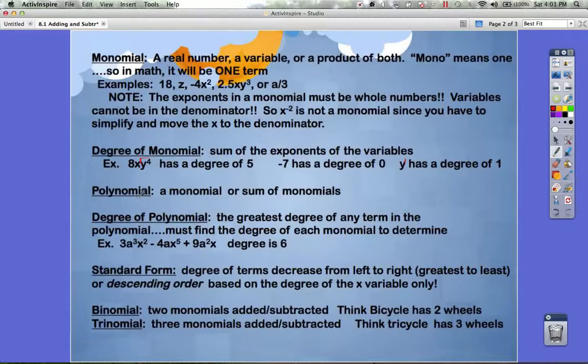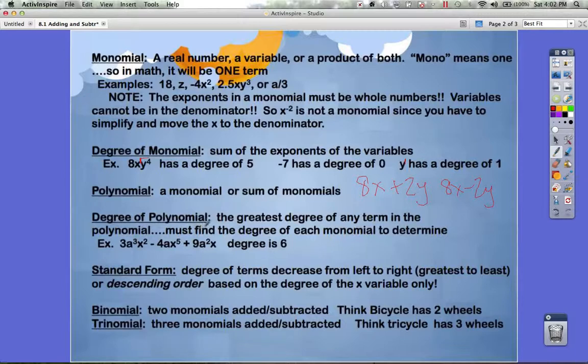All right, a polynomial is a monomial or a sum of monomials, okay? So if we had 8x plus 2y, that is a polynomial. It could also be 8x minus 2y, because technically speaking that's plus a negative. So either one of these is still a polynomial. Now, the degree of a polynomial is a little bit different from the degree of a monomial. The degree of a polynomial is the greatest degree of any term in that polynomial.